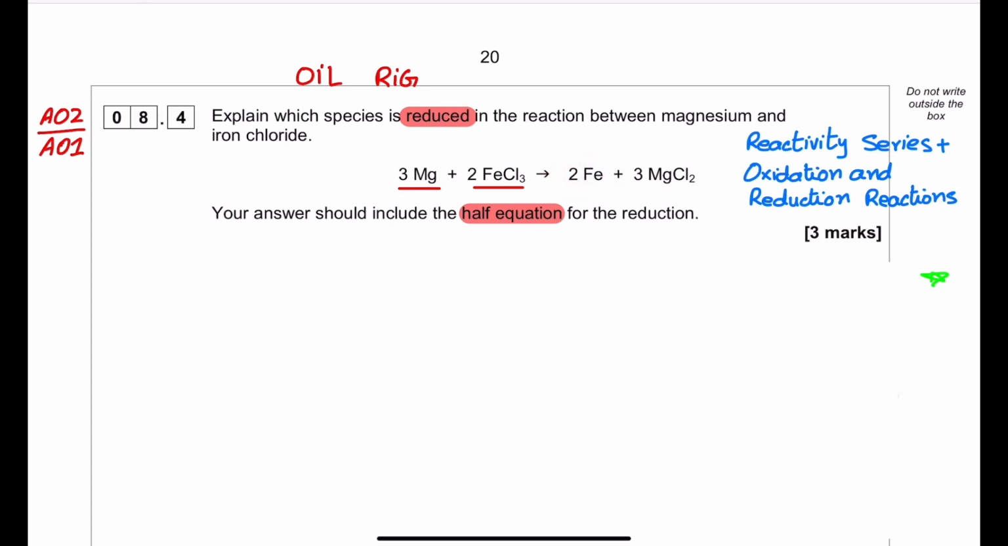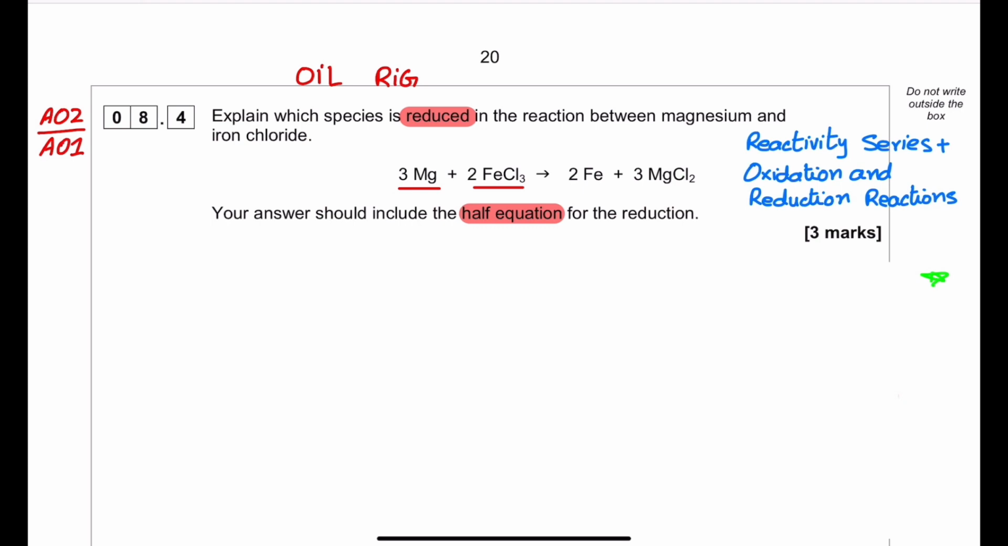If you use the definition of OIL RIG, iron has lost electrons, so iron is oxidized. It means that in the above reaction, iron takes electrons as a result of the chemical reaction with magnesium, which is more reactive than iron, and changes from an iron ion to an iron atom. And magnesium changes from Mg to Mg2 plus.